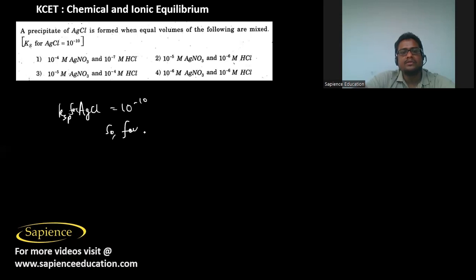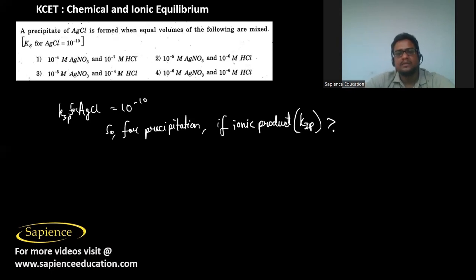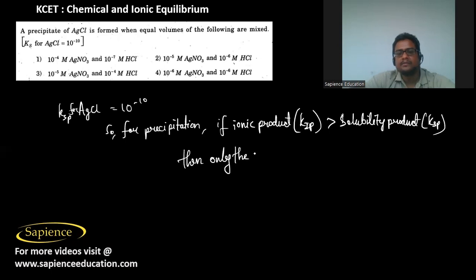So for precipitation, the rule is that if the ionic product of the salt, that is KIP, is more than the solubility product, that is KSP, then only the salt will precipitate. Else it will not precipitate.